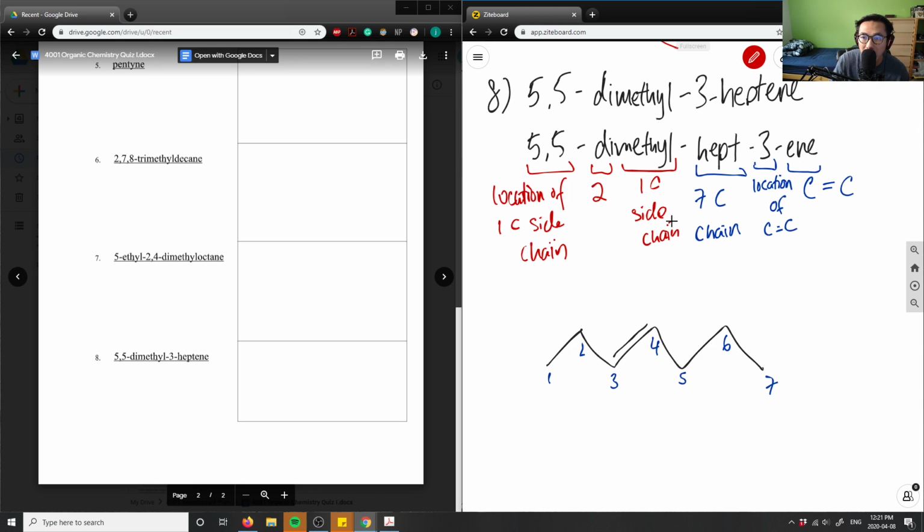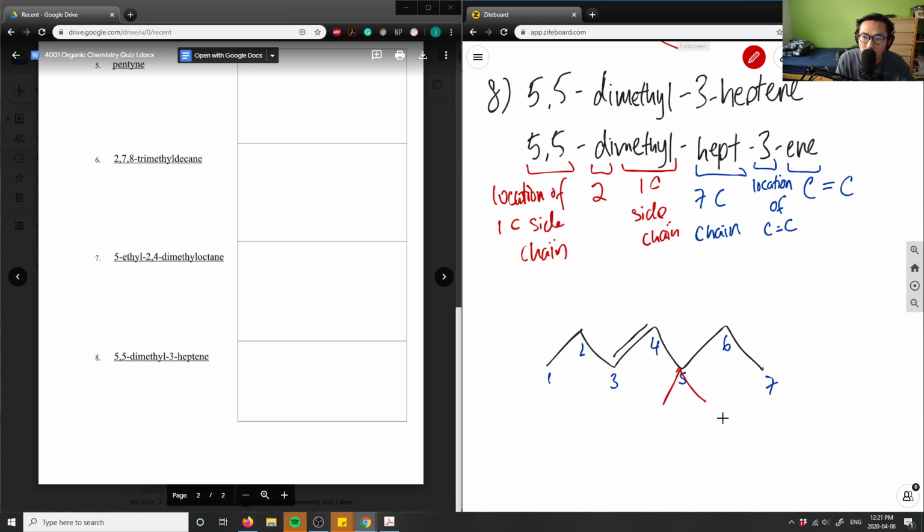I have 5,5-dimethyl. So the location of my 1 carbon side chain, both of them are located on carbon 5, right? So this is carbon 5 over here. I'm going to do 1 methyl group like this and 1 methyl group like that. So that's going to be 5,5-dimethyl on carbon 5.